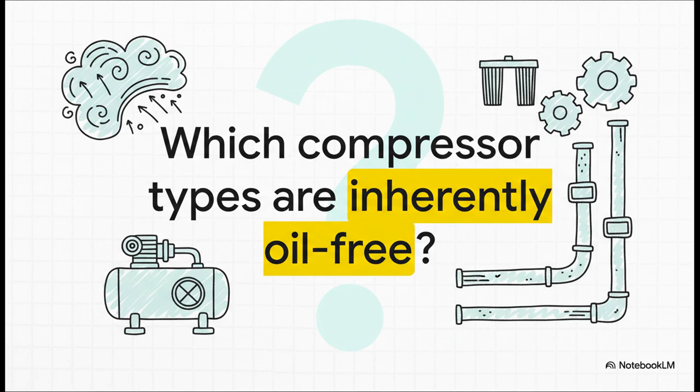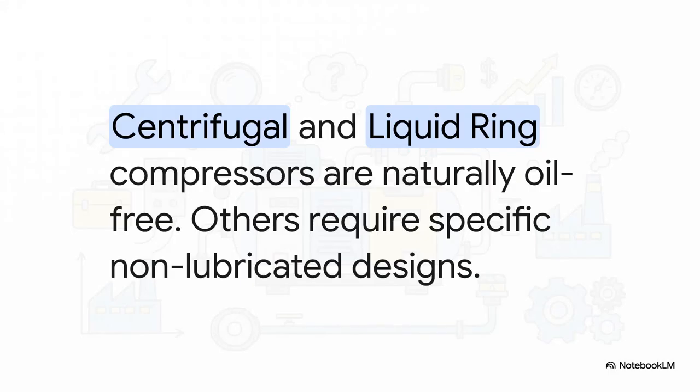The next big question is all about air quality. If you absolutely, positively cannot have oil in your system, what are your go-to options? Here's the straight answer for you. Centrifugal and liquid ring compressors are, just by their very nature, oil-free. The air never even comes close to the lubricant. For the other big types, reciprocating, screw, and lobe, you have to look for specific non-lubricated or oil-free models that have special design features, like that crosshead design Alex chose.